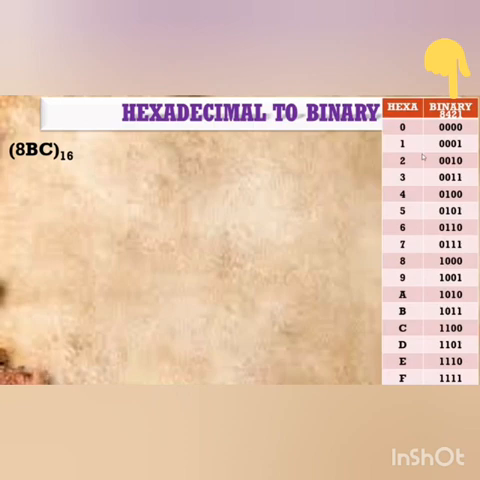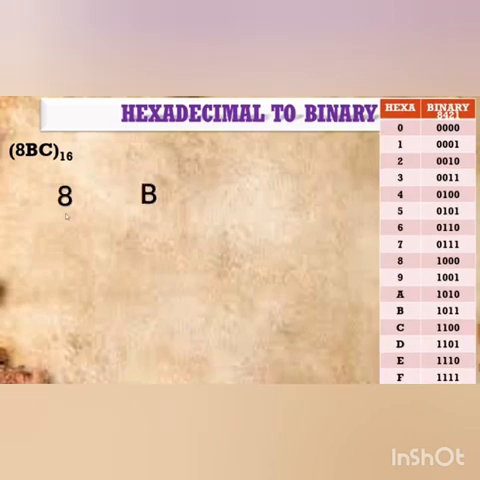Now let us move on to an example. Convert 8BC base 16 into its equivalent binary number. Now we are going to write the 4-bit binary equivalent for each hexadecimal digit of the given number using the tabular column. So the given digits are 8, B, C.